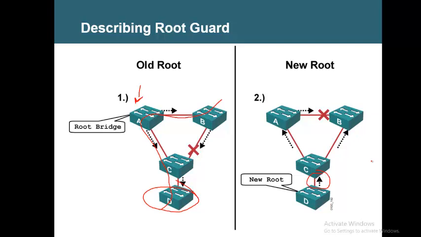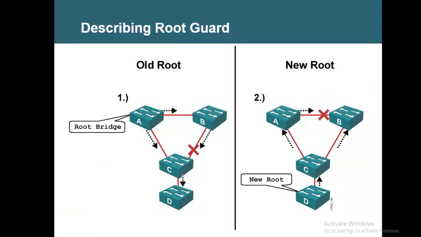So when D sends a superior BPDU, A will lose its root bridge role. So this port, earlier it was blocking, now it is open. Now all the conversations can go like this. You need not go through A always, because there's a block here. That's what you want to avoid. How do you prevent this? By enabling root guard. Root guard.